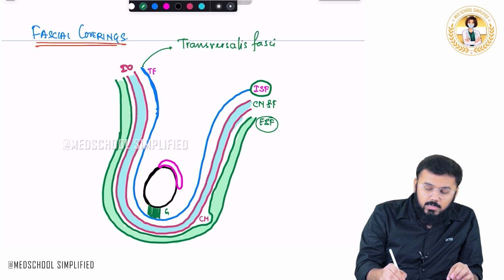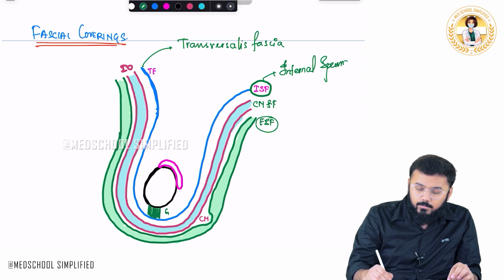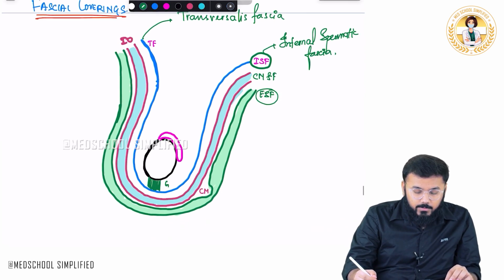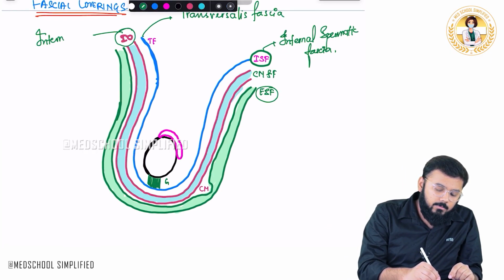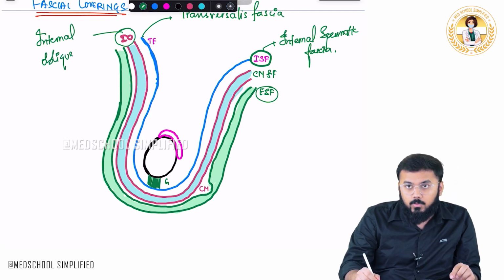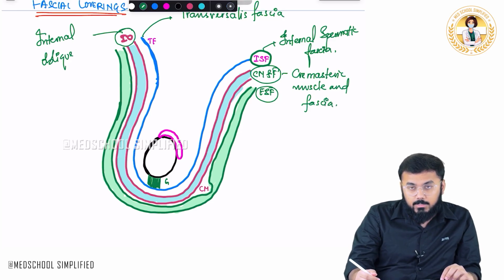This is called your transversalis fascia. Transversalis fascia is converting into what? Internal spermatic fascia. Next, internal oblique, IO. Internal oblique is transforming into cremasteric muscle and fascia.